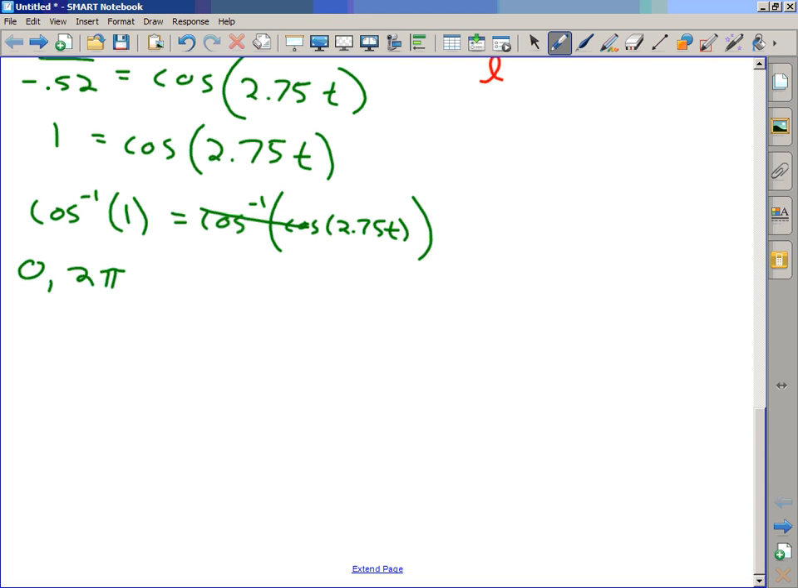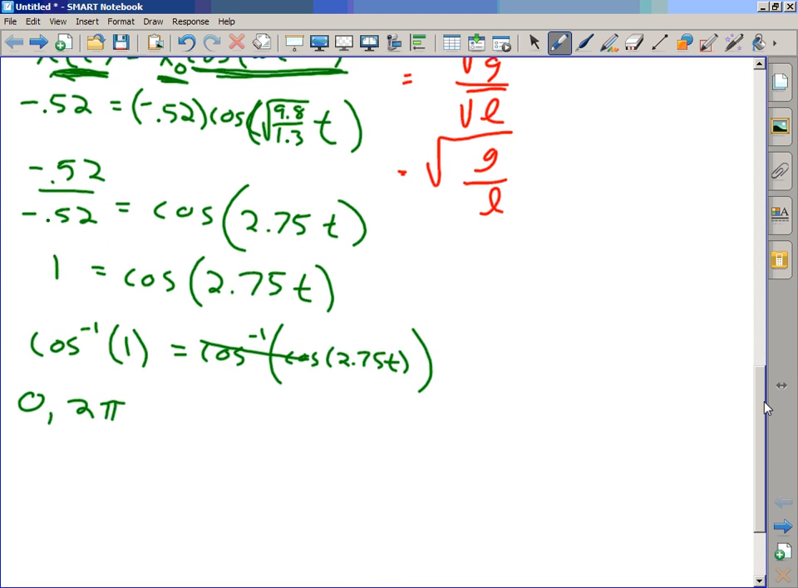Pi will give me negative 1. Now, negative 1 for that angle, if you will. Is that something we're okay with here? Now, cosine of pi gives me negative 1. My math up here just has 1, right?